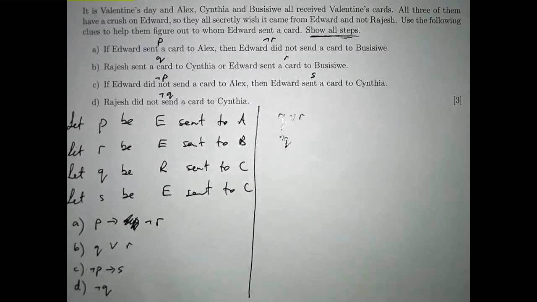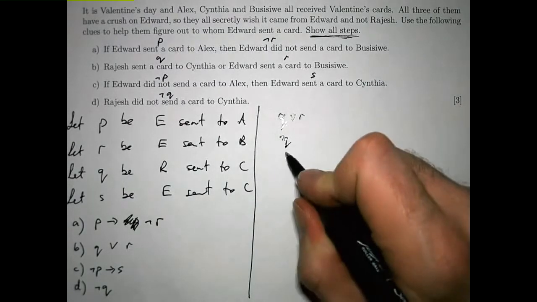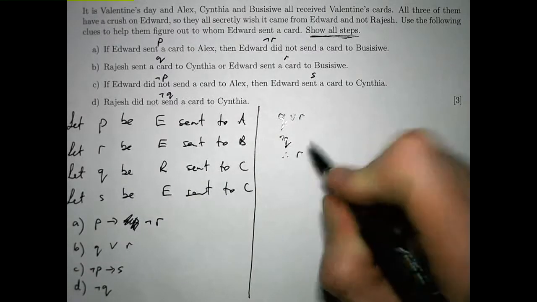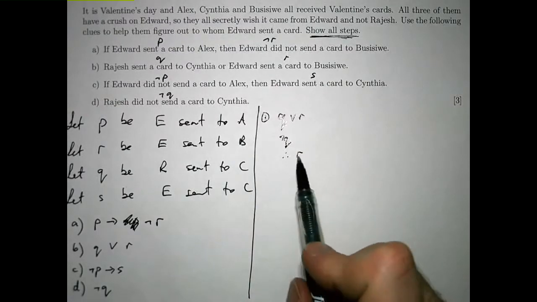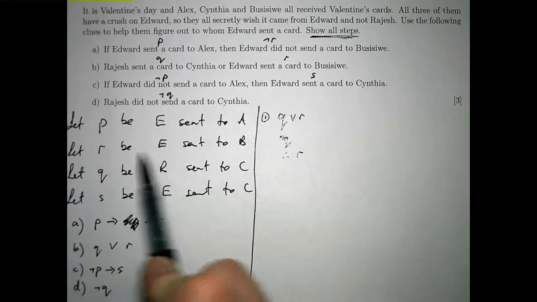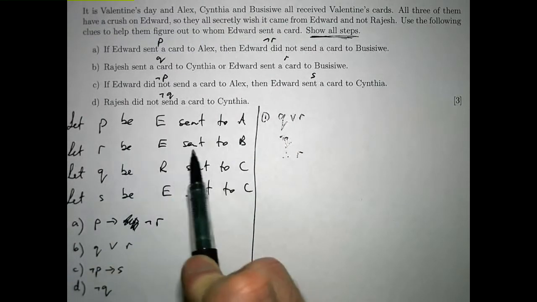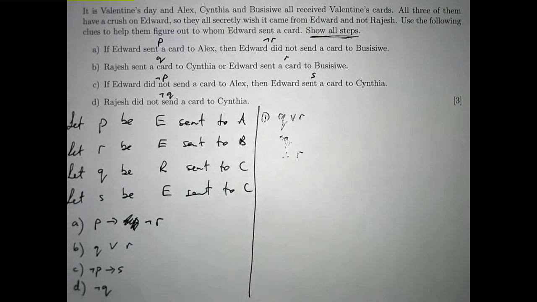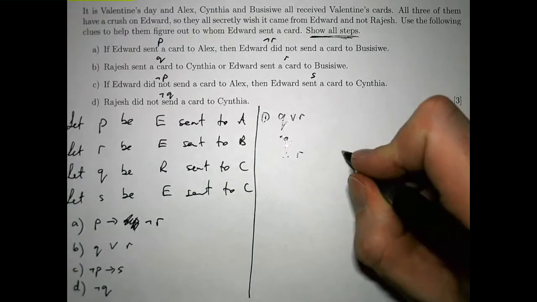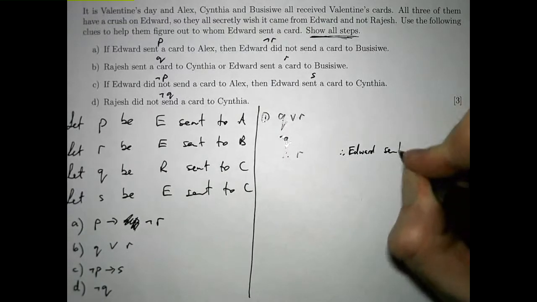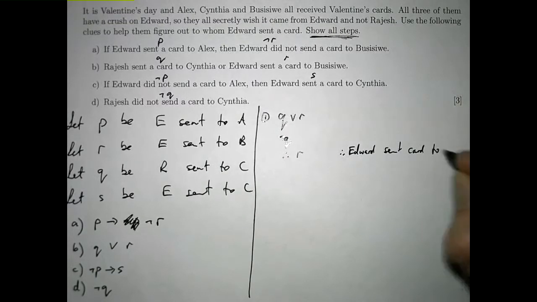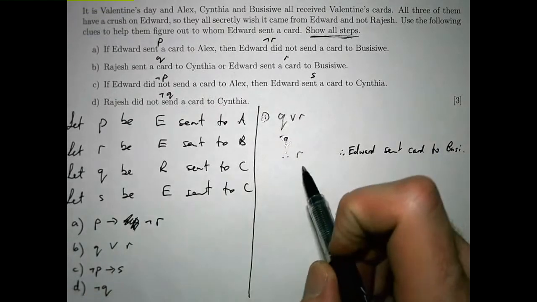Now you know from the elimination law that if you've got Q or R and you're told that Q is not true, then R must be true. So from this we conclude, therefore, R. That's statement 1. And let's see what that translates back into in the English. So R is Edward sent a card to Busisiwe. So we know that, therefore, Edward sent a card to Busisiwe.